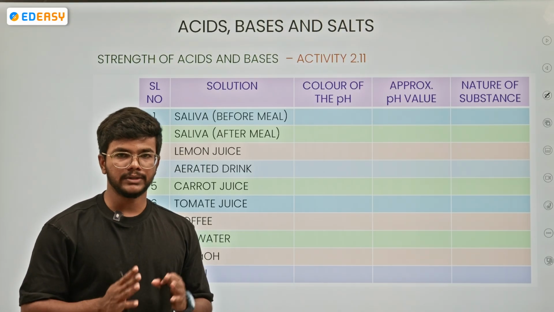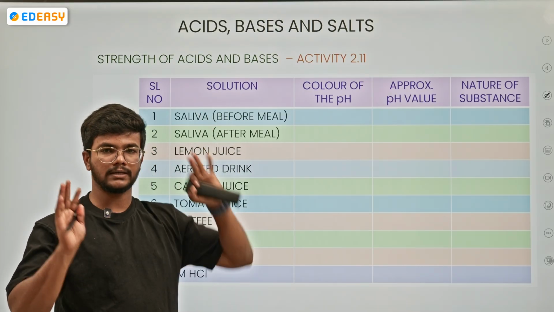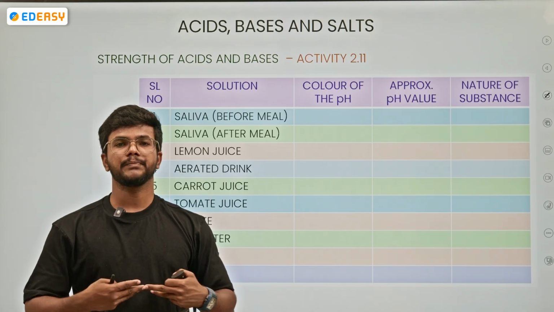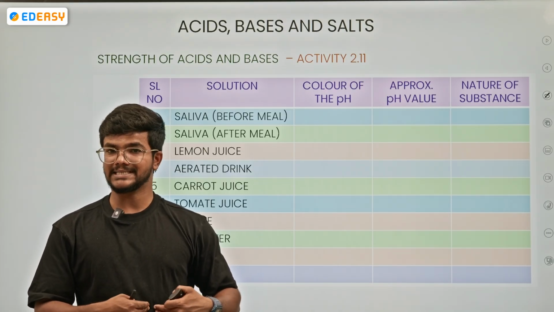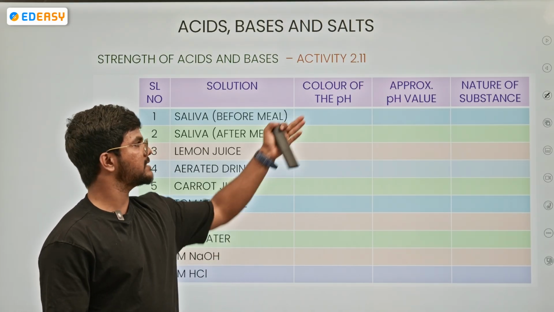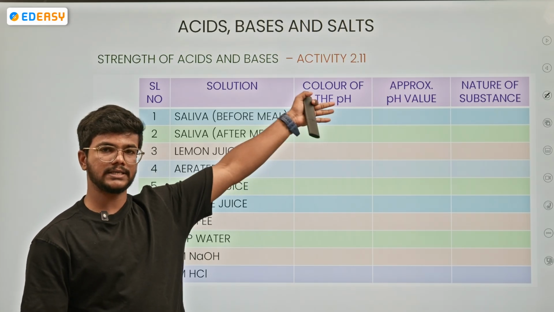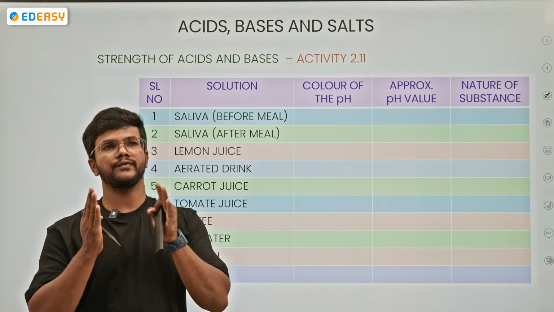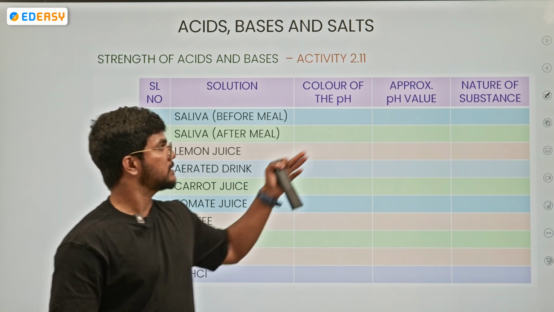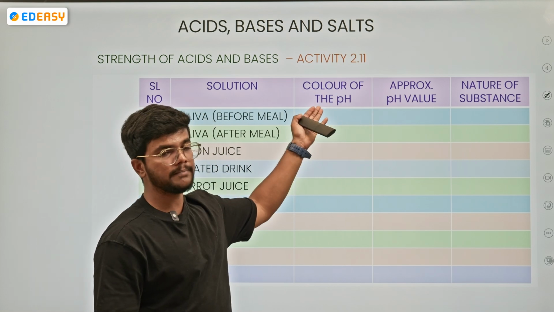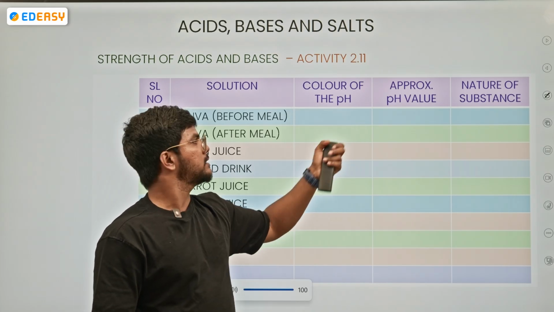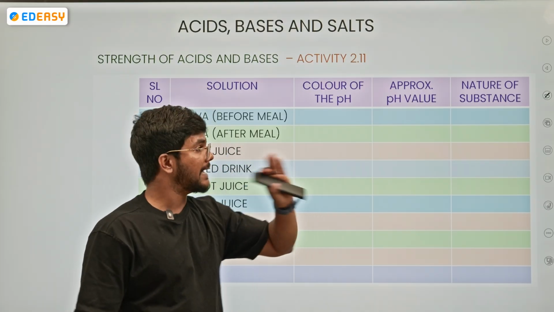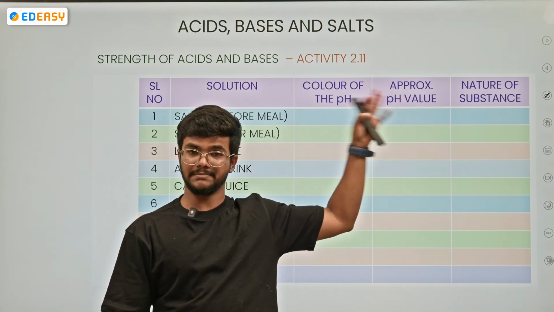So we know that before a meal, let us assume the saliva will be acidic, because before a meal the stomach releases HCl acid that gives a pH value of acidic nature. So let us assume the value will be around 0 to 5, or 0 to 4. The approximate color of the pH will be red or orange, the approximate pH value will be 0 to 4, and the nature of the substance will be acidic.